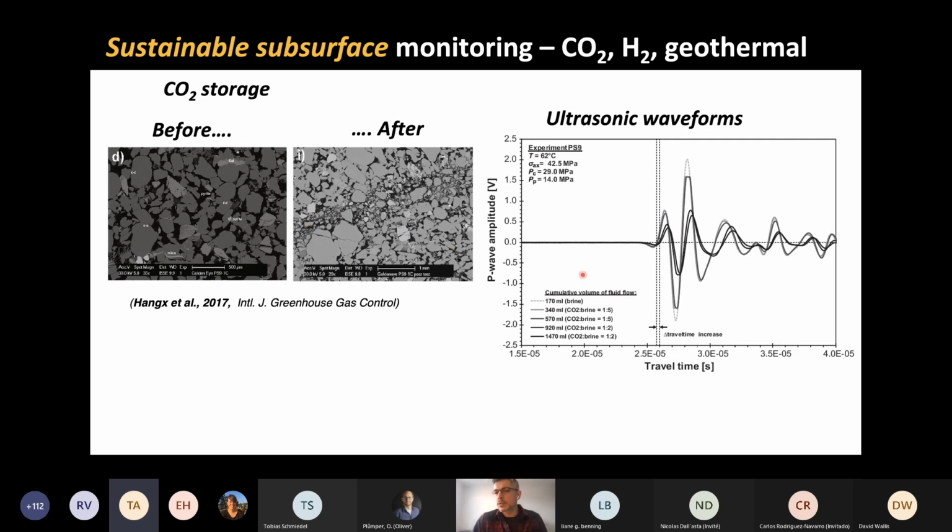What you see here on the right is the response of an ultrasonic waveform at different levels of CO2 injection, starting here at 107 ml all the way to a lot more. You can see right away that the amplitude decreases, which means the sound gets softer. You can also see that the waveforms get slightly elongated, which means that the sound gets lower pitched. This is the effect of acoustic attenuation.